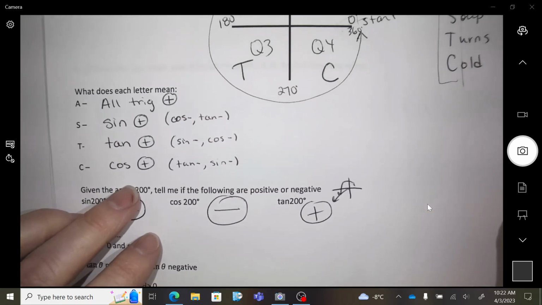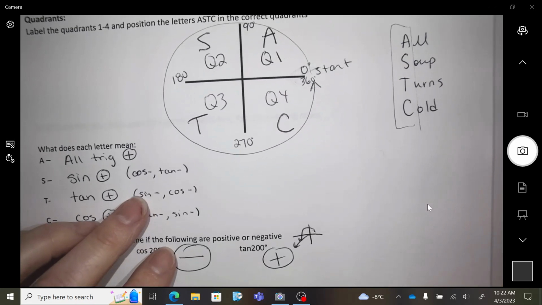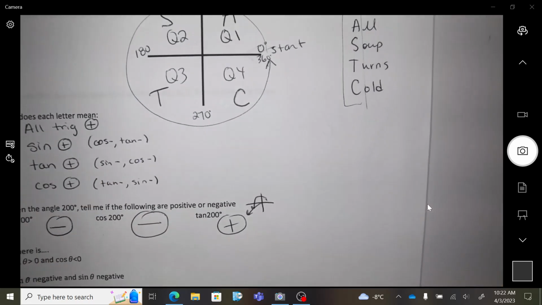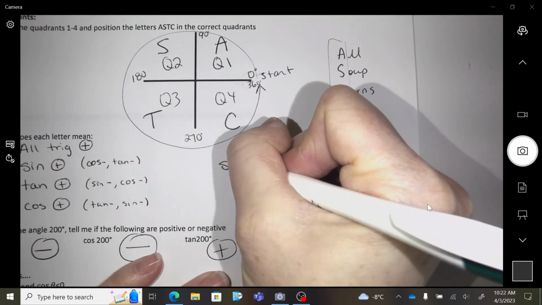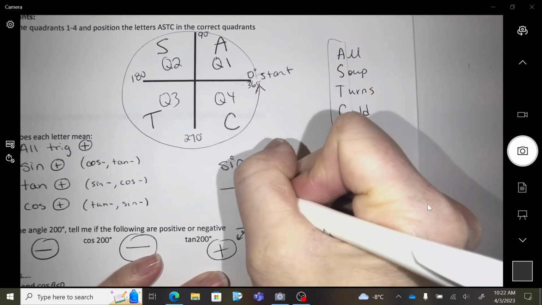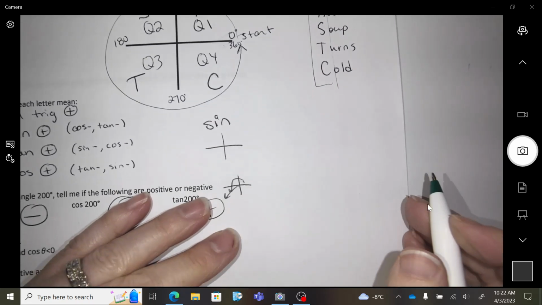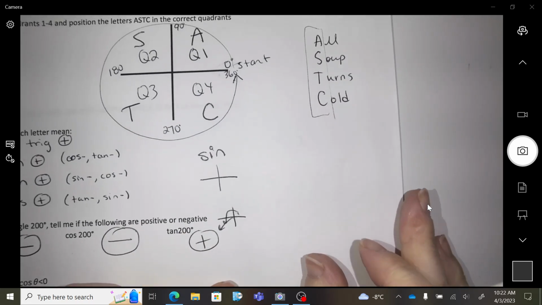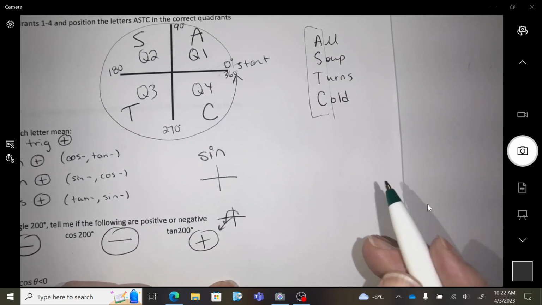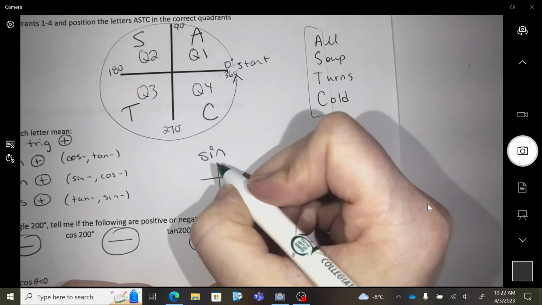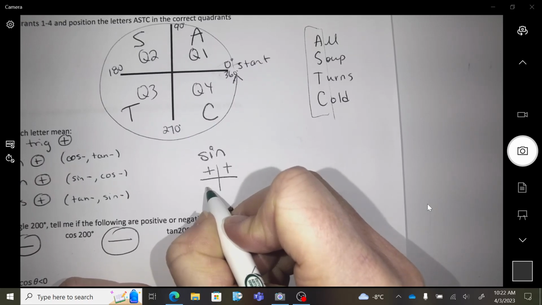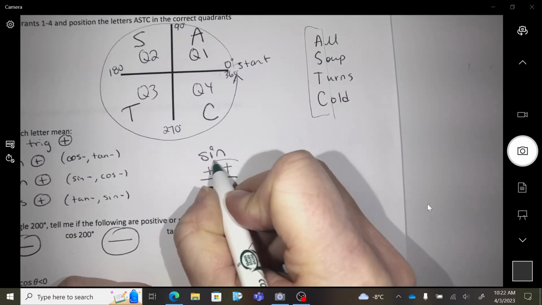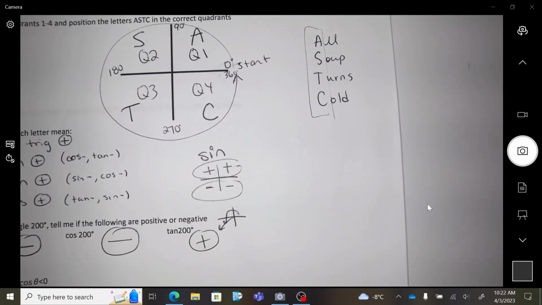Okay, I'm going to give you a little bit of a cheat sheet. Okay, sine. Where is sine positive? Which two? 1 and 2, and then they're negative. So sine divides up as a top bottom.